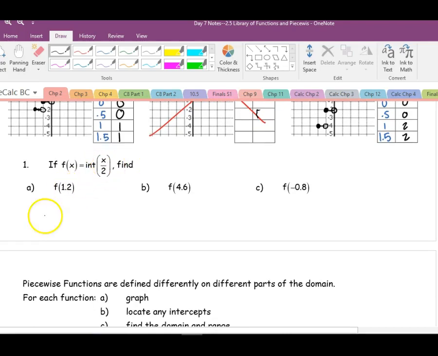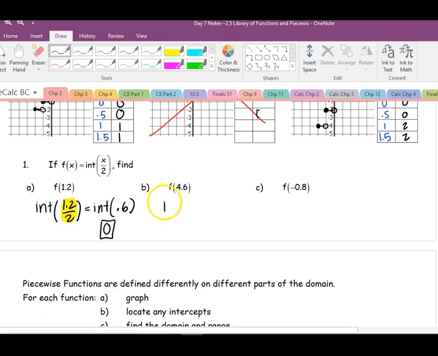F of 1.2, we're just going to plug 1.2 in. So you want to evaluate the inside first. 1.2 divided by 2 is 0.6. Okay, and again, this is just saying find me the integer that you would get when you round this down. And rounding down from 0.6, the nearest integer is 0.